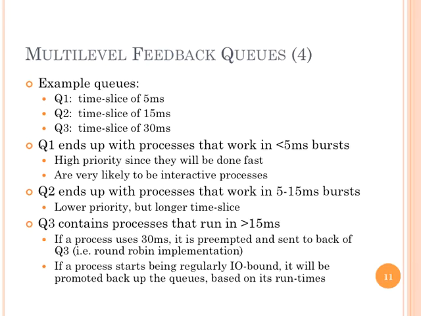And then Q3 is going to have processes that take at least 15 milliseconds. Now notice they may want the processor for a lot longer than 30 milliseconds, but they don't get it. But they also don't get demoted. So Q3 is just stuff that takes at least 15 milliseconds, and the processes in the queue get 30 millisecond chunks. Okay. And of course, if a process starts becoming I/O bound frequently, it'll get to migrate back up.